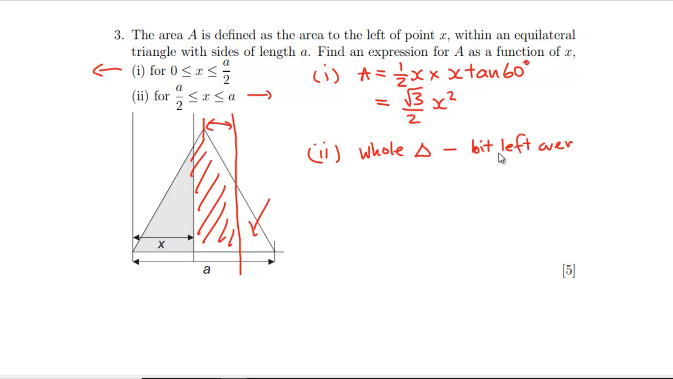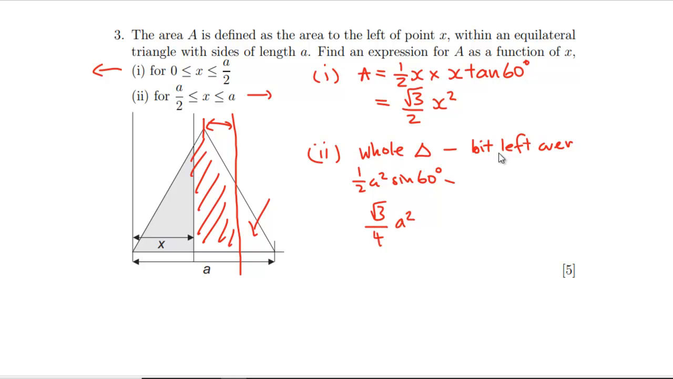So we need to do that in 2 bits then, right? So the whole triangle is A over 2. Well, it's going to be a half A squared sine 60. Half A squared sine 60 degrees. So that's good. So that is, well, root 3 over 2. So root 3 over 4 A squared.